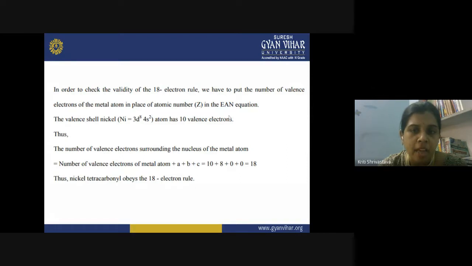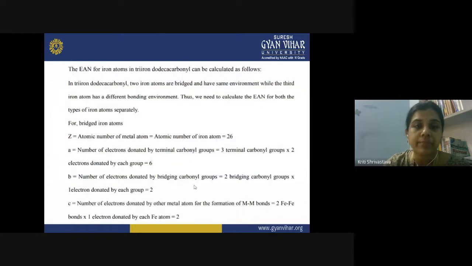But in the EAN equation, we are considering the atomic number and comparing that atomic number to the atomic number of the nearby noble gas. But in the case of the 18 electron rule, we are taking a general perception that in order to achieve stability, one metal atom has to complete its valence shell with 18 electrons. So this is the thing.